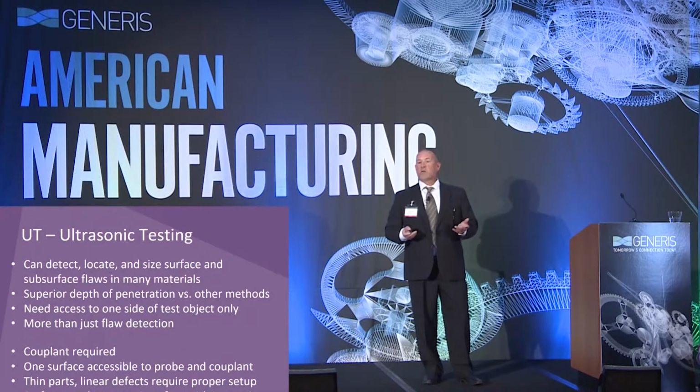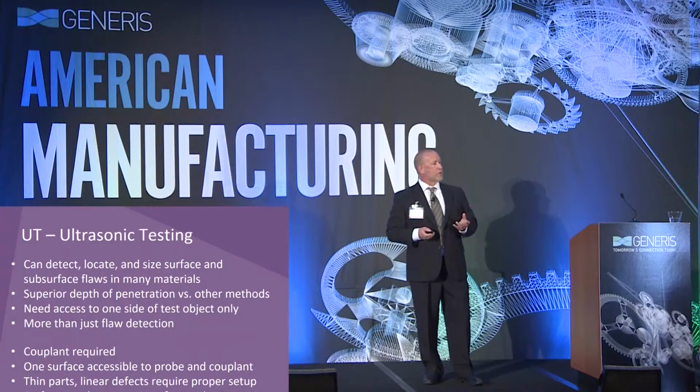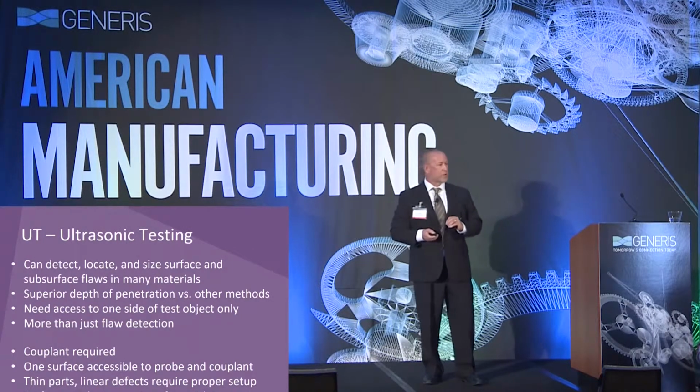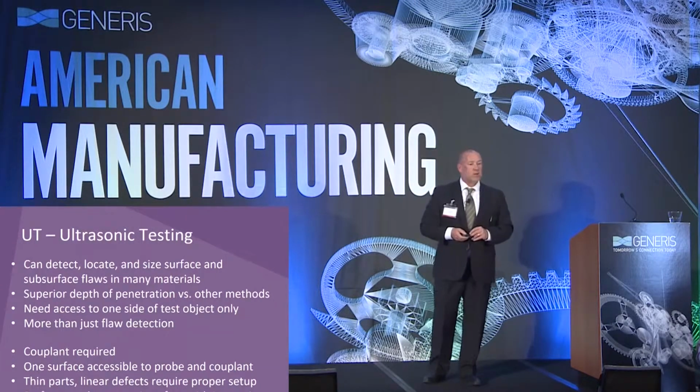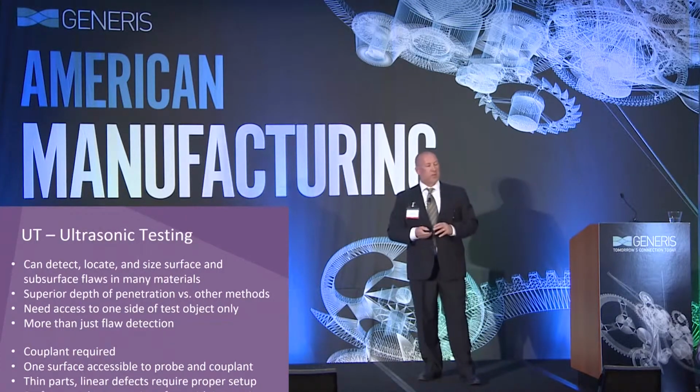In parts like pressure vessels, for example, you want to find any structural risk in that pressure vessel, and that structural risk is more likely to live in the middle of the part than it is on the surface of the part in some cases. So we definitely want to be able to get to the middle of the parts. That is what ultrasound does exceptionally well. Superior depth of penetration versus virtually all the other methods.